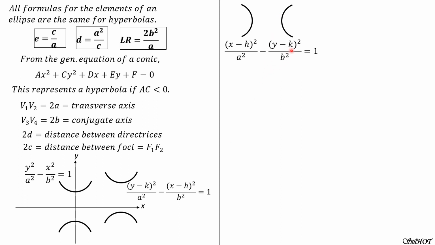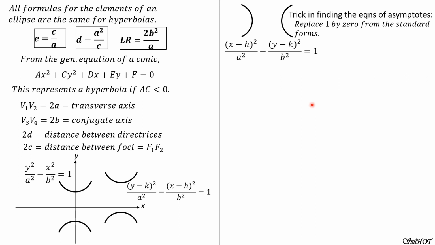Extract the square roots. Same is true with this. So replace 1 by 0 from the standard forms of equations of hyperbolas. Then simplify. And there should be two equations, one with positive slope, the other with negative slope.